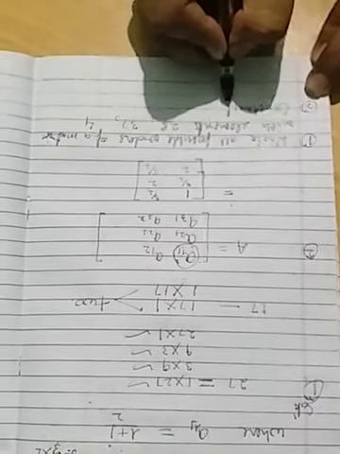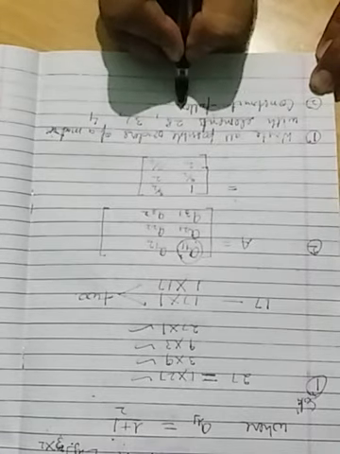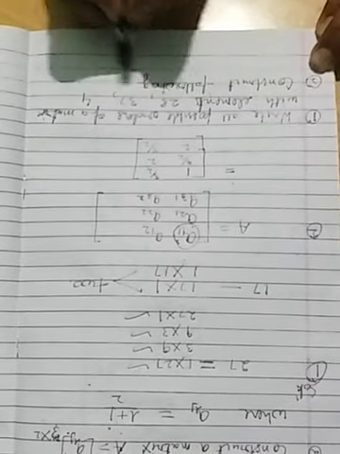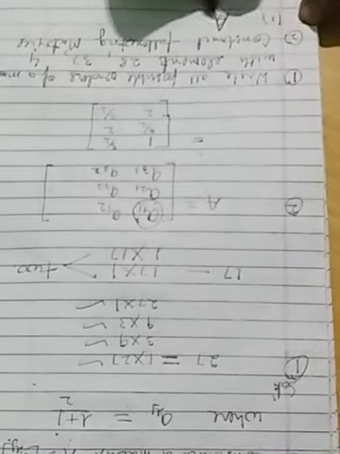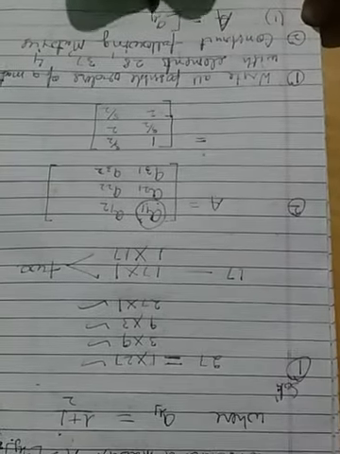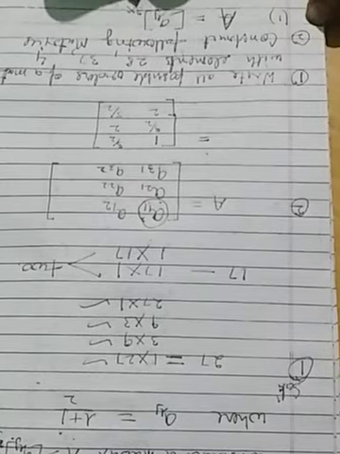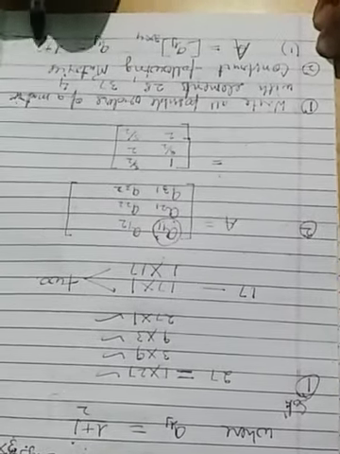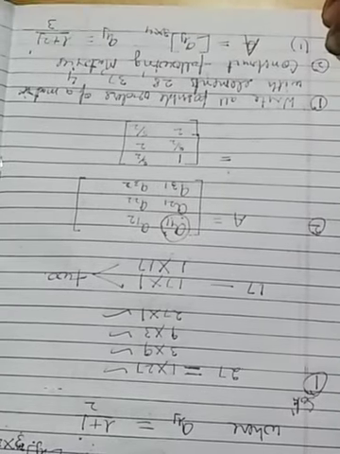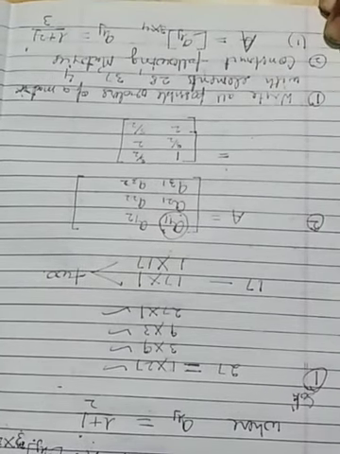Second one, construct following matrices. The first one, a matrix A where Aij with order 3 cross 4, where Aij is given as i plus 2j by 3. Okay. Now this is your assignment for the day.